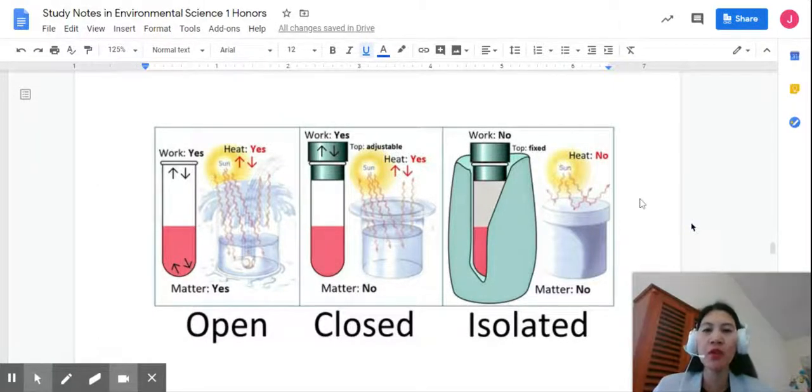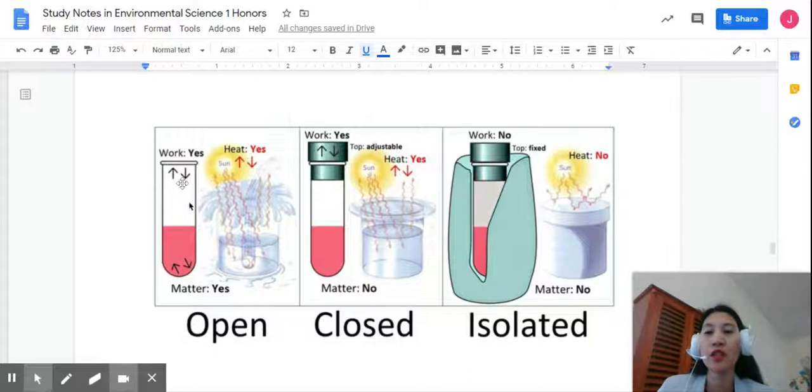You have to remember from the lesson that in an open system, matter can get into the system while energy can also get into the system. It's open. Now let's define what matter is. Remember, matter is anything that occupies space and has mass, and energy is the ability to do work.